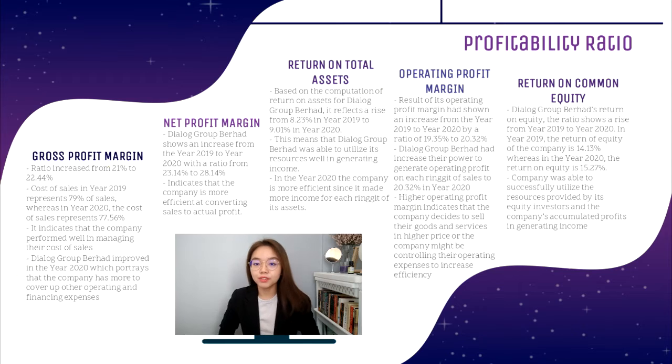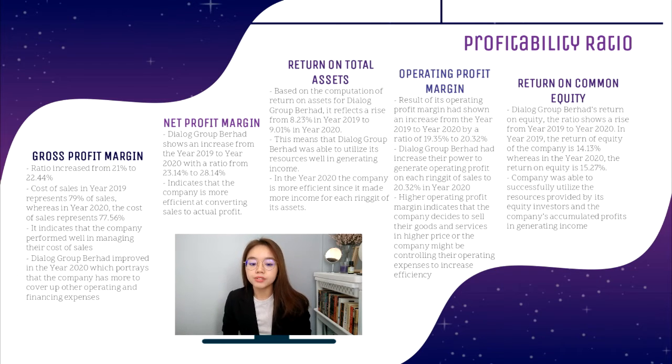Hello everyone, moving on to the profitability ratio for Dialog Group Berhad in the year 2019 and 2020. The first ratio would be the gross profit margin. After the computation of gross profit margin for year 2019 and year 2020, it can be seen that the ratio increased from 21% to 22.44%.